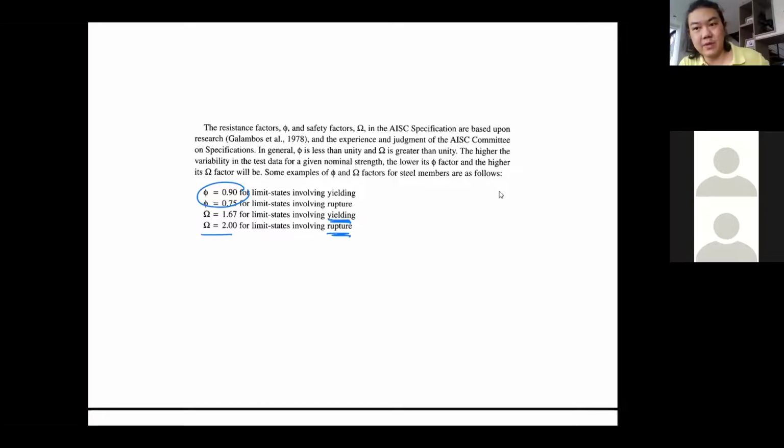yeah, as I mentioned, the factor of safety for rupture failure is going to be higher because it is more severe. It is a brittle failure. So it's 2, generally 2. And the yielding is 1.67 or 5/3.